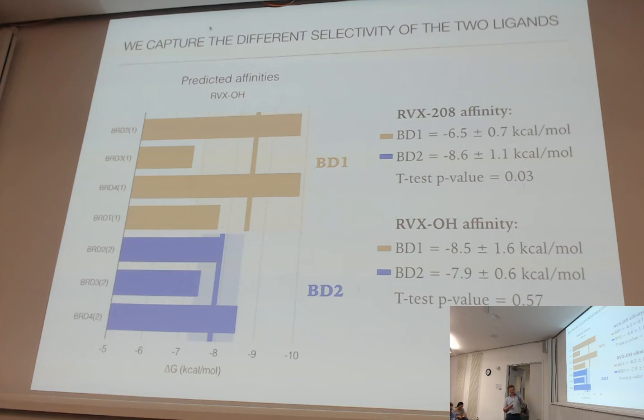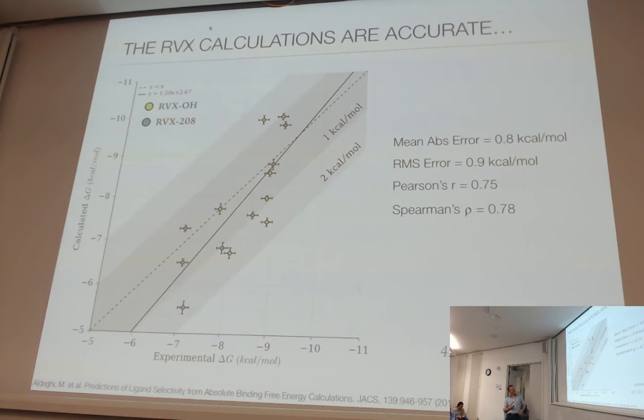So that was a really nice result, and this is putting it in the same kind of plots that I've showed you before: calculated versus experimental. You can see here we're down at a very good mean absolute error again, 0.8 kcal per mole, with reasonable correlation coefficients. So again, we're doing quite well with these absolute calculations in this sense.